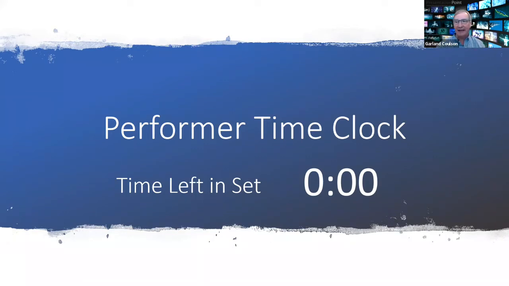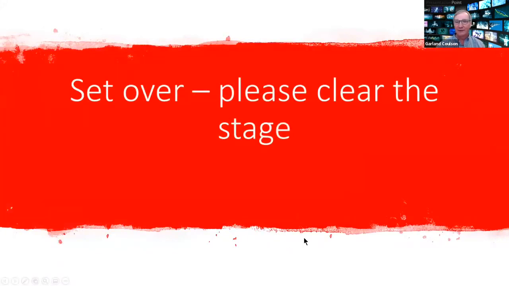So you can set up a countdown time clock that's going to count down a timer. And then once the timer's done, it's going to say set over, please clear the stage. And you can make this flash, you can make it red, you can do all these kinds of things. And that's easy to set up using our Dynamic Time software, or DataPoint, to make sure these people know it's time for them to clear the stage.